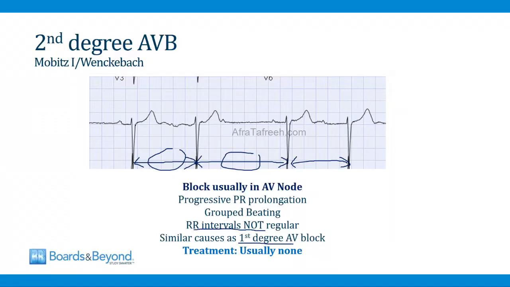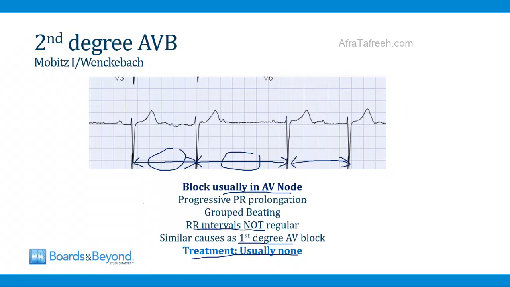This problem is just a more severe version of block in the AV node, and therefore anything that can slow conduction in the AV node and cause first degree AV block can also cause Mobitz type 1 or Wenckebach. And just like first degree AV block, there's usually no treatment for Mobitz type 1. The reason for this is that as you exercise, conduction will improve and the drop beats will go away.